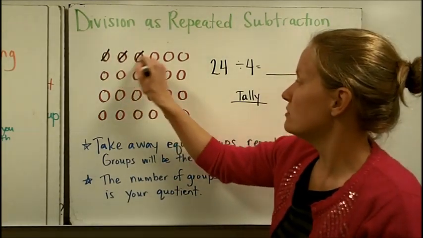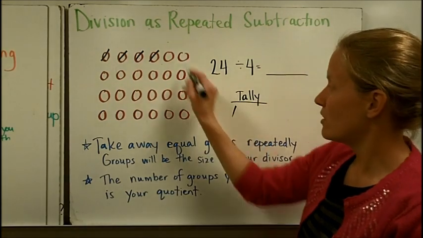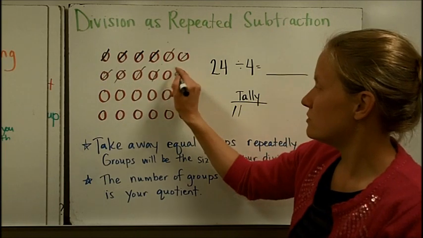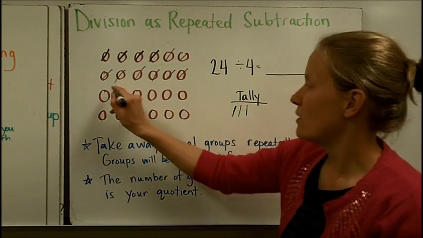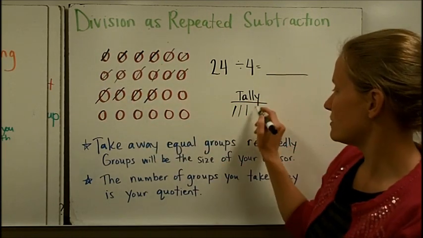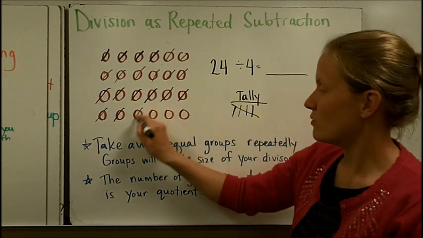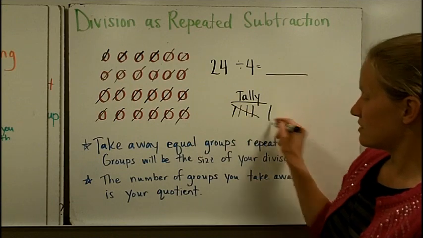So here would be 1, 2, 3, 4, that's one group. 1, 2, 3, 4, that's another group. 1, 2, 3, 4, another group. And so on, until we have taken out six groups of 4.